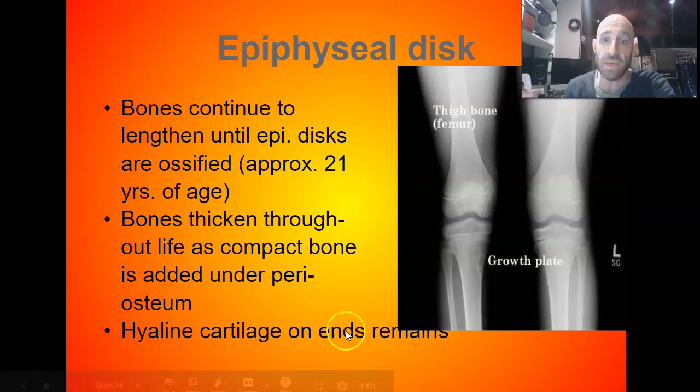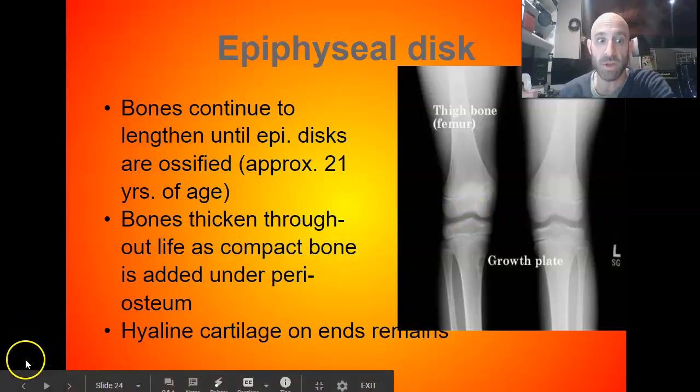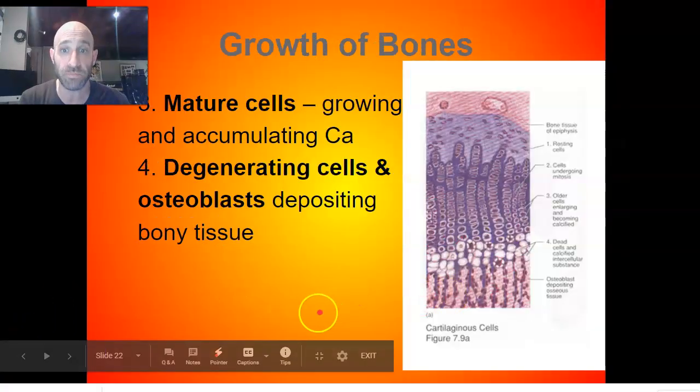Also, what you end up with is hyaline cartilage remains at the ends of the bone, and that is going to be that articulating cartilage. So even though the cartilage goes away at the epiphyseal disc, the cartilage at the end of the bone is going to stay. It's happening at both ends of the bone.